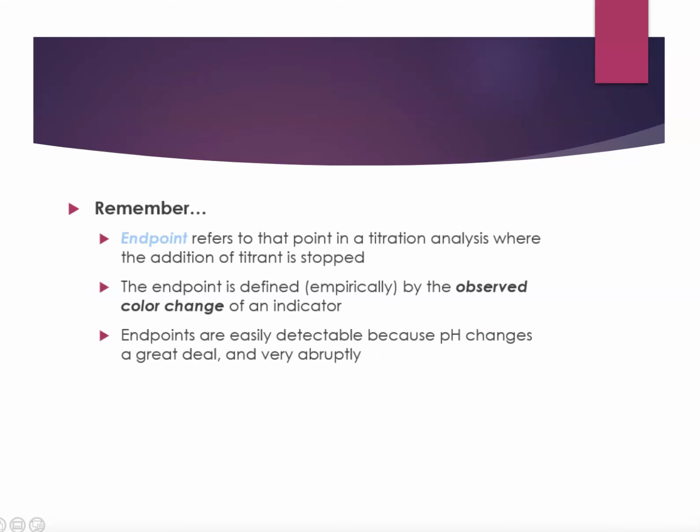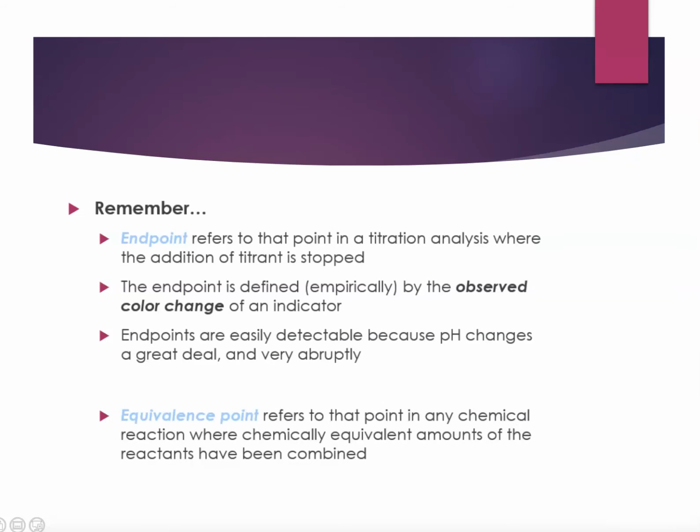In a titration, the end point is the point in a titration when the chemist stops adding titrant. The chemist stops adding titrant because they observe a color change. Endpoints are easy to detect because the pH changes quickly. The endpoint is not the same thing as the equivalence point. The equivalence point is the point in the reaction when equivalent amounts of the reactants have been combined.